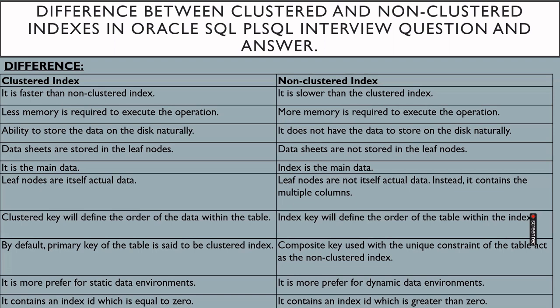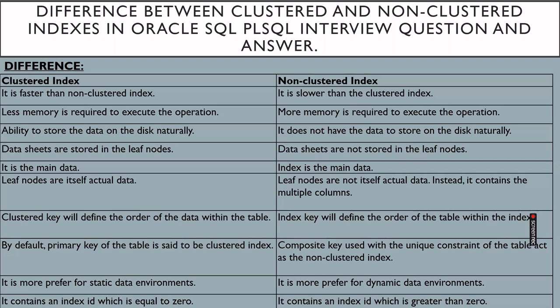In a clustered index, the index is the main data and the leaf nodes are themselves the actual data. In a non-clustered index, the leaf nodes are not the actual data; instead, they contain the multiple columns. The clustered key defines the order of data within the table. The index key defines the order of the table within the index. By default, the primary key of a table is said to be the clustered index. A composite key used with the unique constraint of the table acts as a non-clustered index.